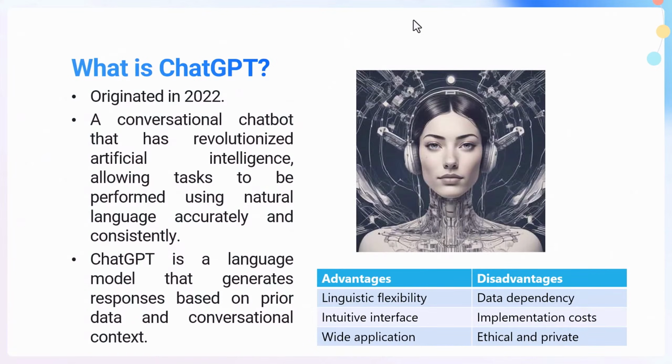Okay? Now we're going to see what ChatGPT is. ChatGPT was launched in 2022 and quickly changed how people interact with AI. It's a conversational model capable of understanding and generating natural language with remarkable accuracy. Essentially, ChatGPT predicts and constructs text based on prior data and context, making it ideal for applications that require dialogue, text generation, or intelligent responses.